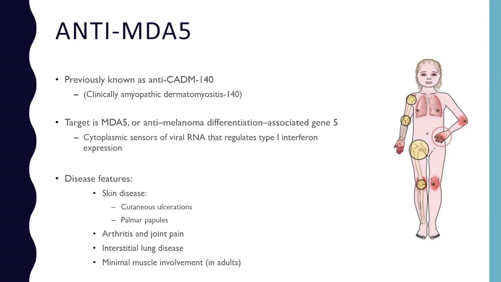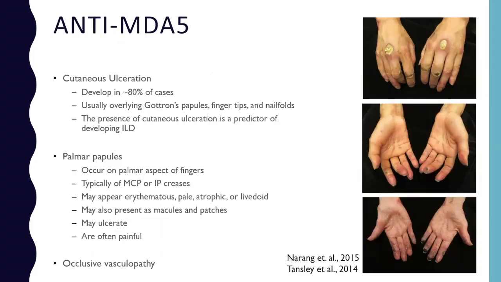The features of this autoantibody include very pronounced skin disease, including ulcers of the fingers and other parts of the body. Patients have something called palmar papules, where they get little dots on their palms. They can have arthritis and joint pain, and they more often have interstitial lung disease. And again, in adults, they have minimal muscle involvement.